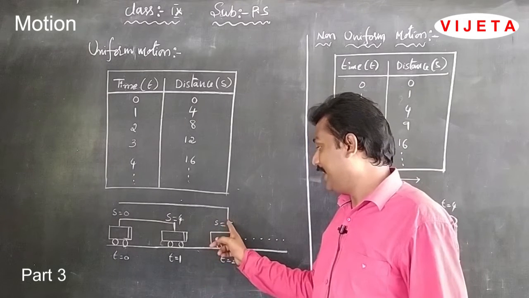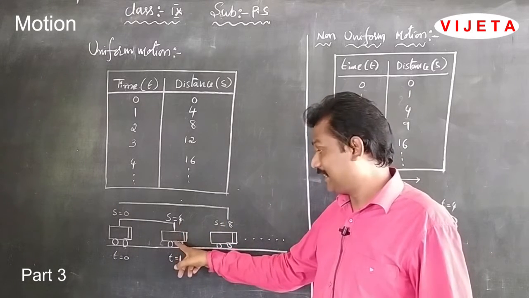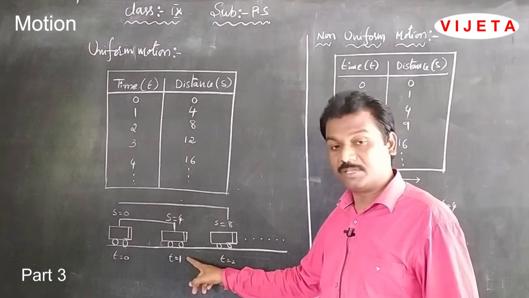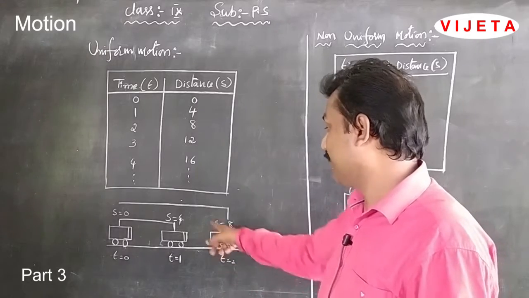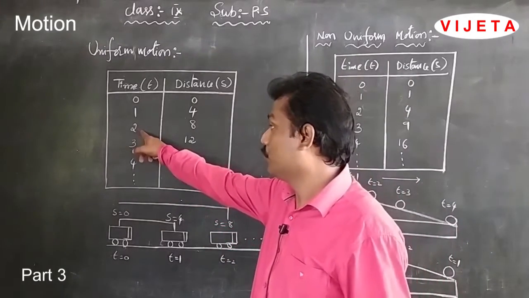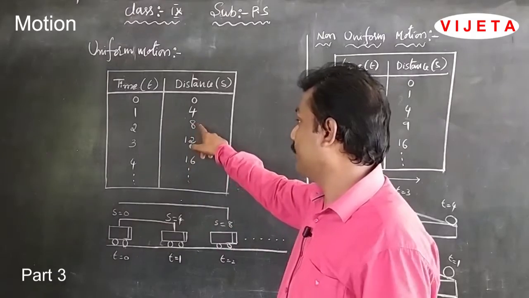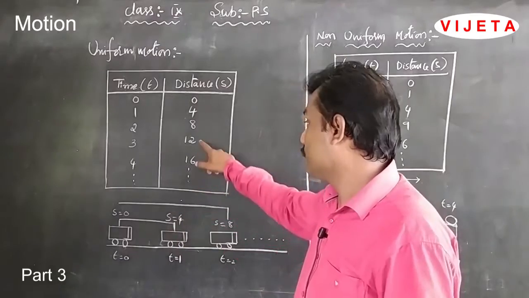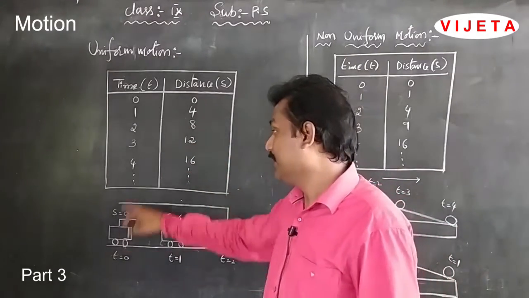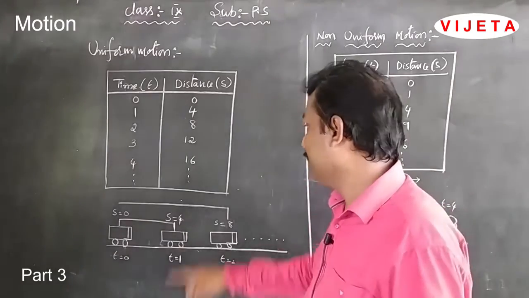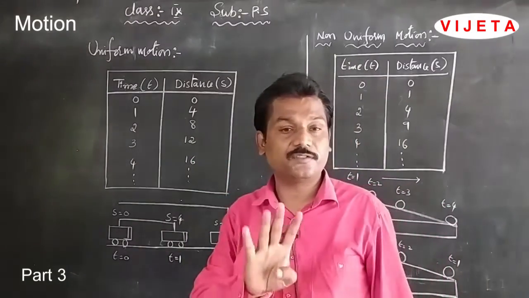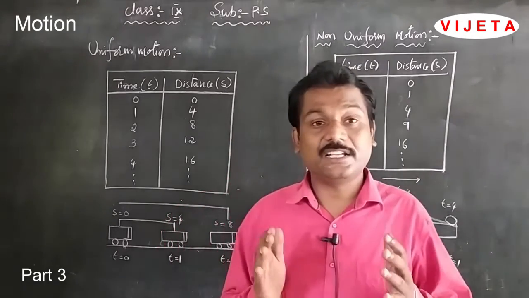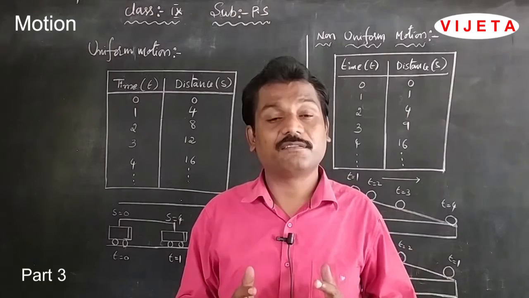Here also, 8 minus 4, it covered only 4 meters when the time gap is 2 minus 1, 1 second. For every 1 second it covers equal distances. Here you can see 2 minus 1, 1 second, 8 minus 4, 4 meters; 3 minus 2, 1 second, and 12 minus 8, 4 meters; 4 minus 3, 1 second and 16 minus 12 is 4 meters. That means the body covers equal distances in equal intervals of time.